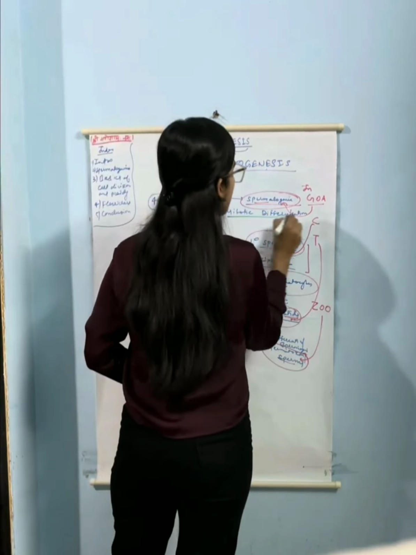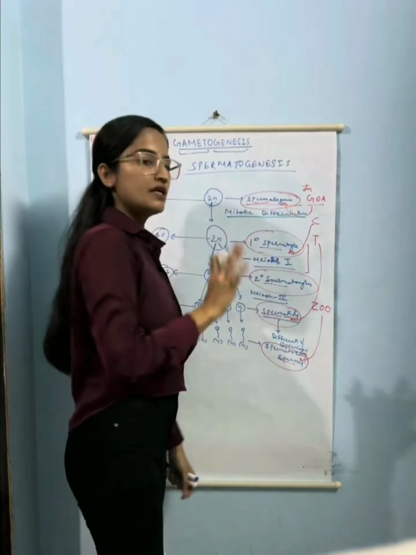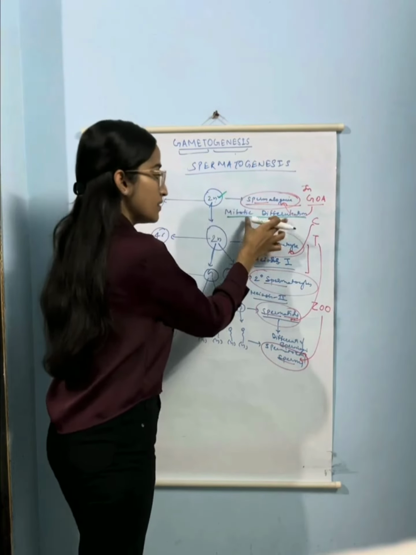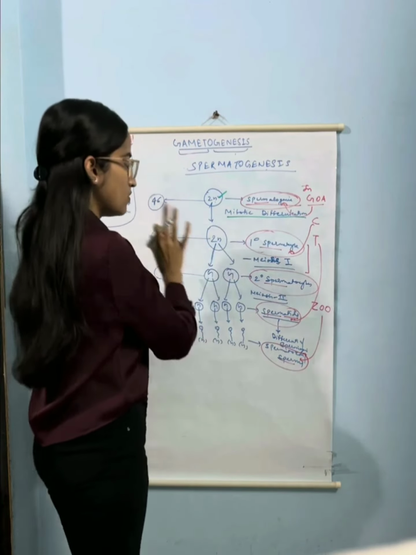So you know that mitotic division is an equational division. So there will be no change in the ploidy, and even in mitotic differentiation there will be no change in the ploidy number and it will remain the same, and the chromosome number will also remain the same.